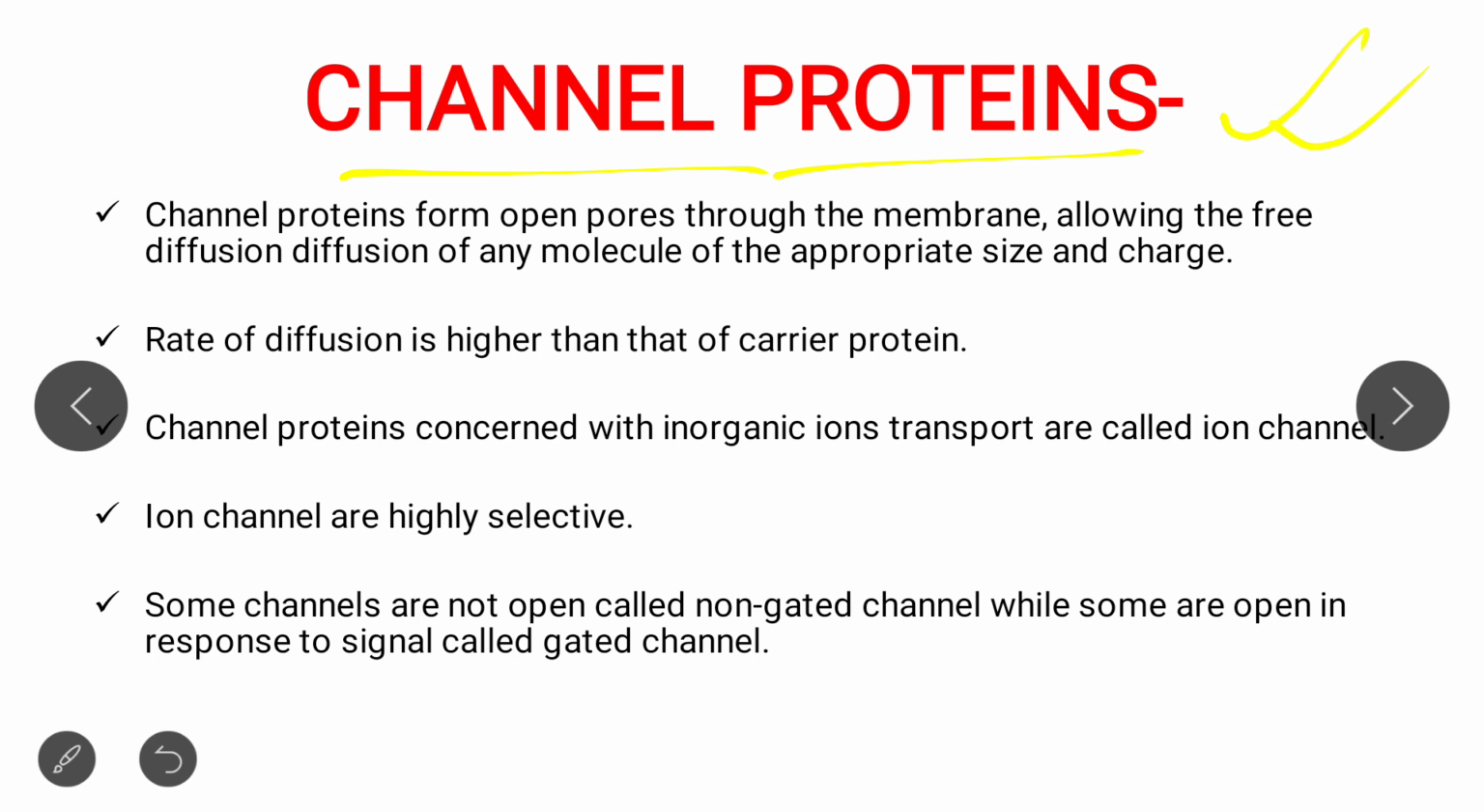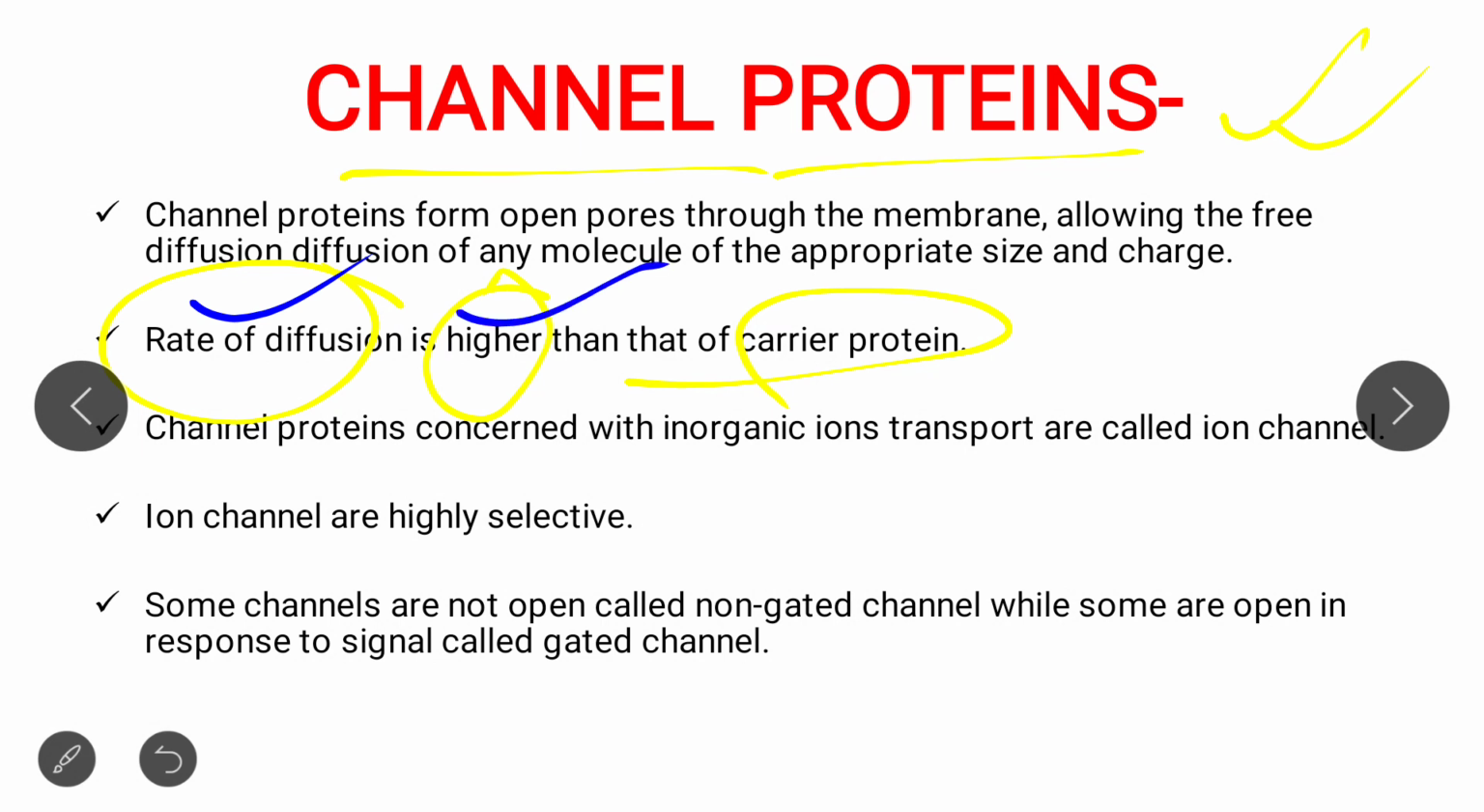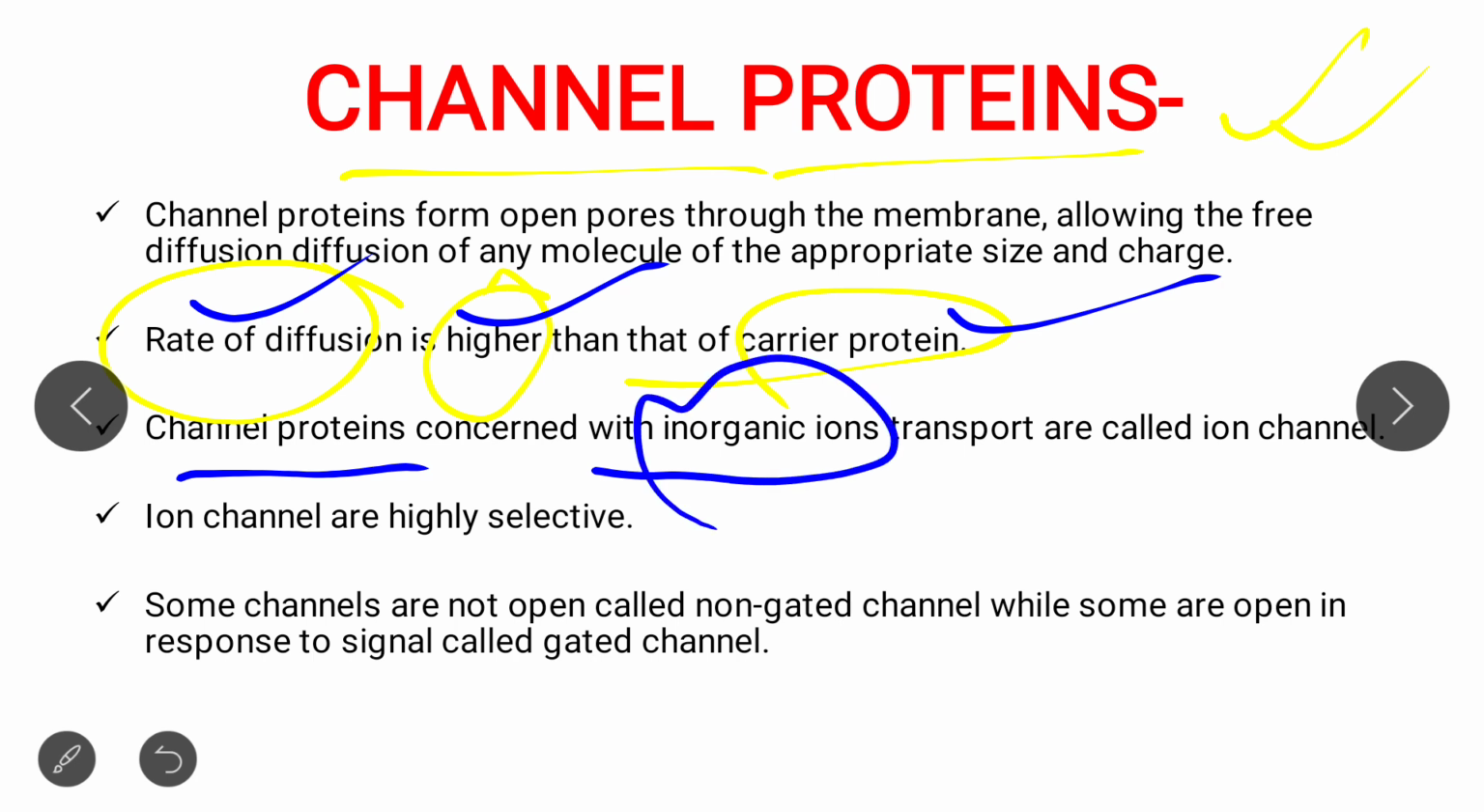Okay, as I already mentioned, the channel protein creates a channel, and through that channel the transport occurs. So the time requirement here is less. That is why, in channel proteins, the rate of diffusion is higher than that of carrier proteins. Always remember this. Clear? Channel proteins are basically concerned with transport of inorganic ions, and these channel proteins are highly selective.